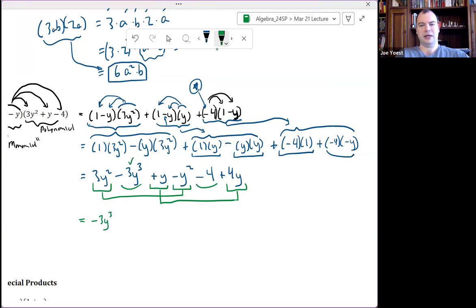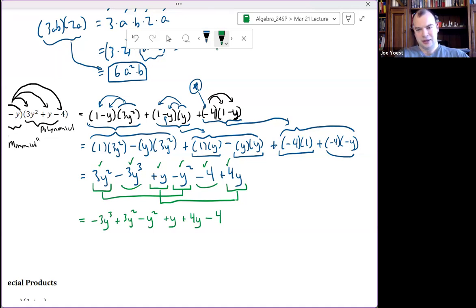So I have negative 3y cubed. I'll start with the highest degree term and work my way down. Plus 3y squared. Minus y squared. And plus y. Plus 4y. And minus 4.